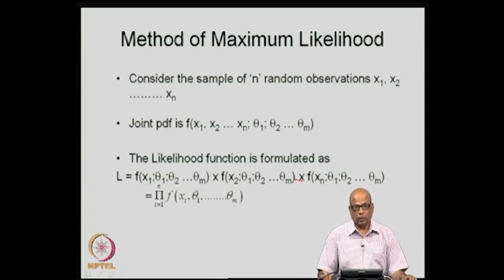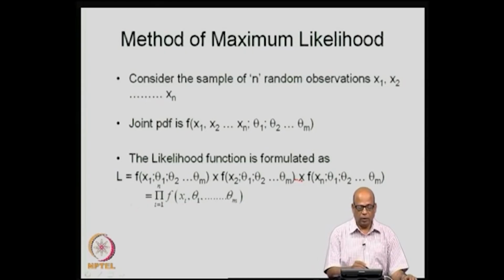This is the likelihood function, and we are seeking those parameters theta 1, theta 2 etcetera which will maximize the likelihood L, which means we are looking for that set of parameters theta 1, theta 2 etcetera theta m, which results in the maximum likelihood of obtaining this particular sample x 1, x 2 etcetera x n. That is the principle here.